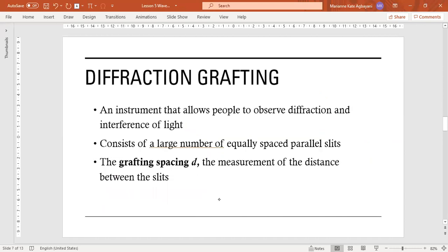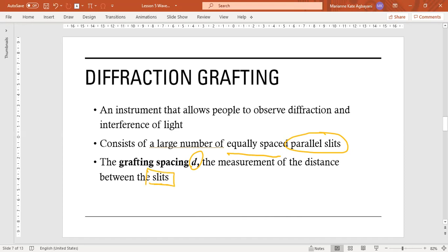Okay? Then we have here the diffraction grating. It is an instrument that allows people to observe diffraction and interference of light. It consists of a large number of equally spaced parallel slits. Take note, equally spaced parallel slits. Now, the grating spacing, or D, is the measurement of the distance between the slits.